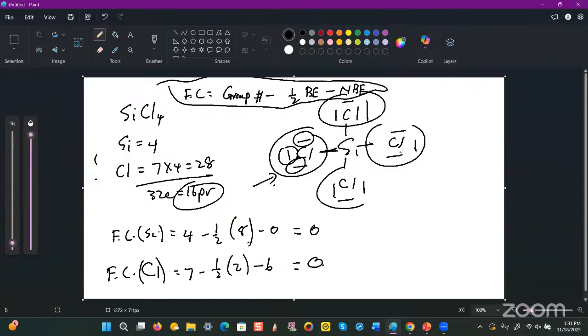Therefore, there are no formal charges present within this molecule, which means that the molecule overall will have no charge. Please note that whenever you're asked to determine the Lewis structure of anything, you need to include as part of the process the calculation of the formal charge, for reasons which we're going to see shortly. Okay, so let's go back to the PowerPoint here.